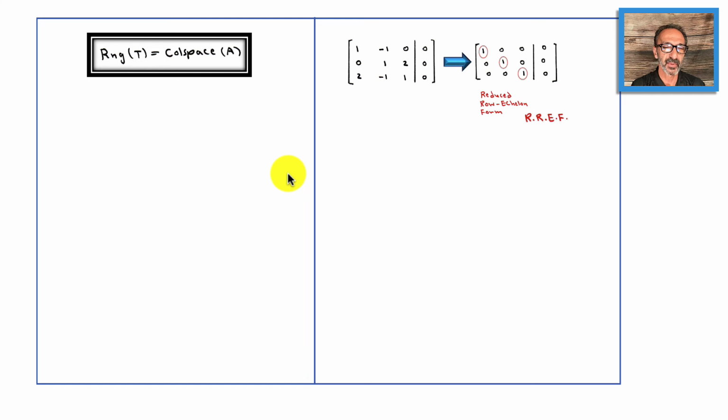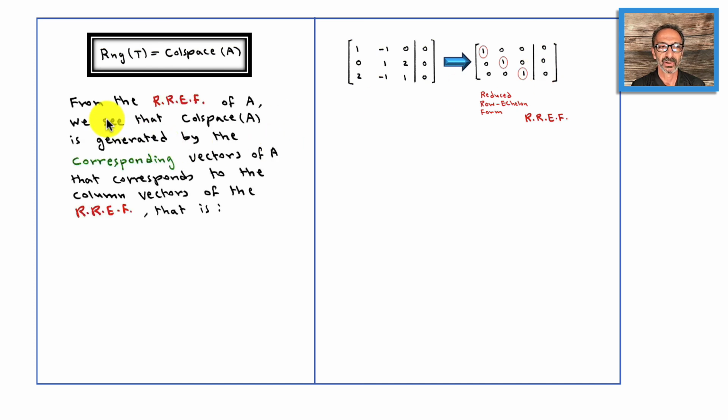The range is the column space. And I have my notes right here that shows we started here, we ended up here. But the range from the row echelon form of A, we're looking right here, we see that the column space is generated by the corresponding vectors. We don't take these vectors, we take the corresponding vectors of A that corresponds to the column vectors of the row reduced echelon form or reduced row echelon form.